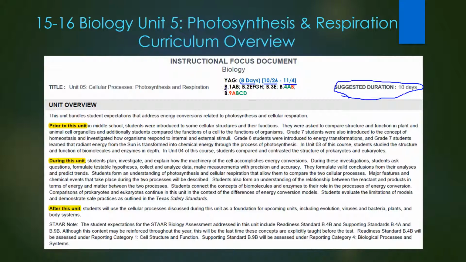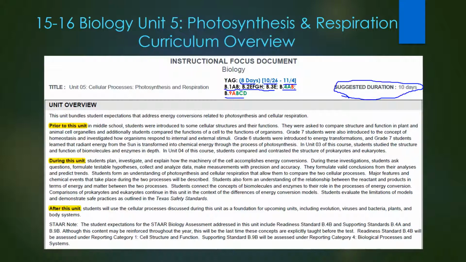In the black, we have our processing skills as noted, and our readiness and supporting standards are noted here. Red, of course, is the readiness, and green are our supporting. As you can see, there are a number of SEs that will be embedded throughout this unit. However, the main two SEs that I'm going to be focusing on throughout this curriculum overview are B.4B and B.9B.